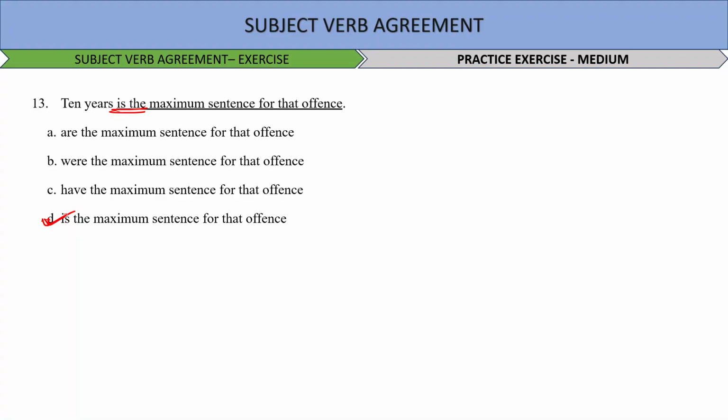Okay, we will use a singular verb with periods of time.